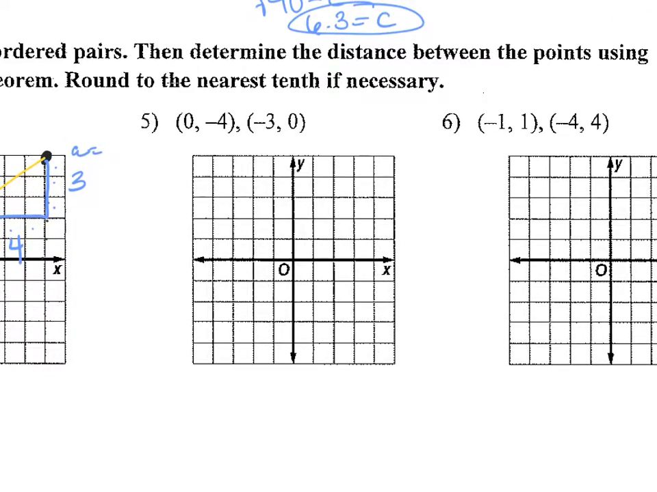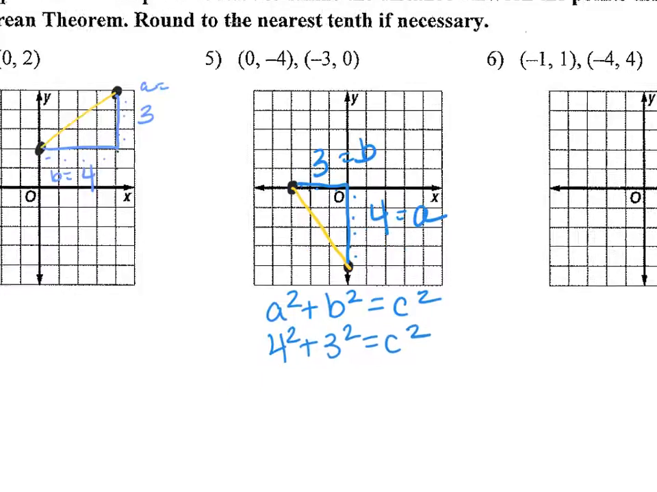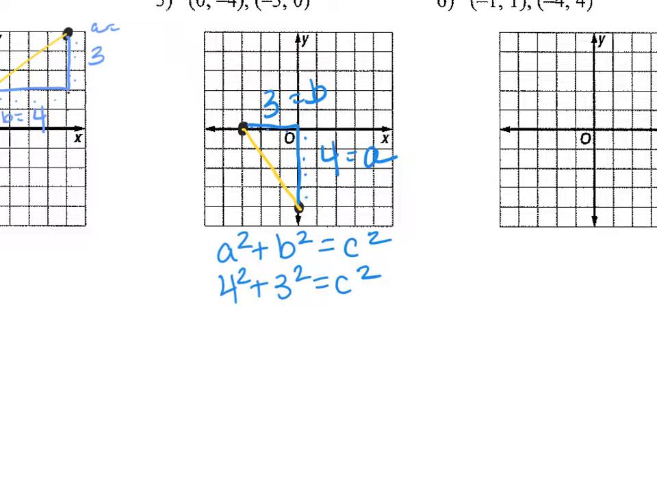Number 5, 0, negative 4. That's my first point. 0, negative 1, 2, 3, 4. Negative 3, 0. 1, 2, 3, 0. And I'm looking for this. So I've got to find these two. 1, 2, 3. 1, 2, 3, 4. Same thing. A squared plus B squared equals C squared. So A, we'll say, is the 4. It doesn't really matter. 4 squared plus 3 squared equals C squared. And you can try the shortcut on your own if you want to.